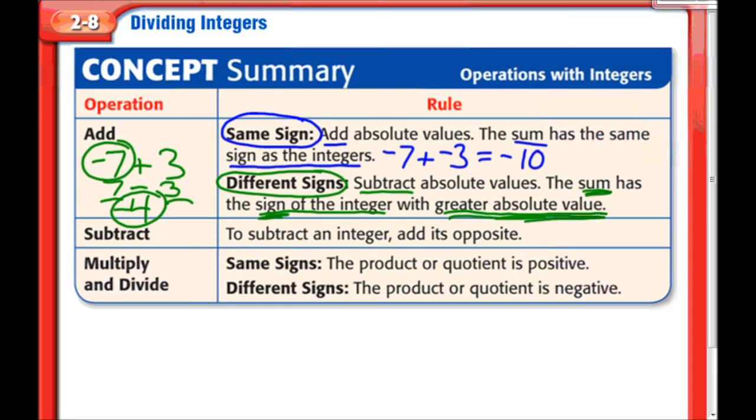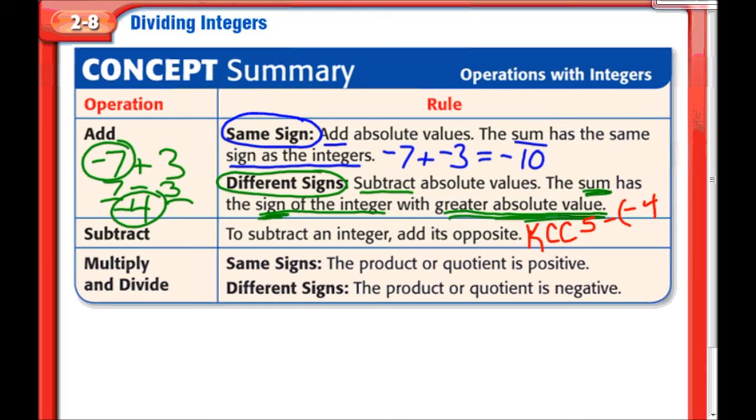Now the subtraction rule. To subtract an integer, add its opposite. In class, we called this keep, change, change. KCC. So we're going to keep that first number. We're going to change the sign from minus to a plus sign, and then we're going to add the opposite of that second number. So let's make a little problem here. How about, oh goodness, how about 5 minus -4?